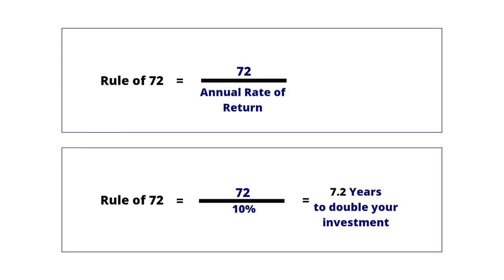Calculating the Rule of 72. Okay, so to calculate the Rule of 72, you just need to know the rate of return, okay? So you just divide 72 by the annual rate of return, and that'll tell you how long it takes for you to double your money on any investment.